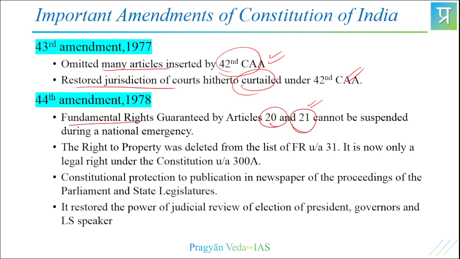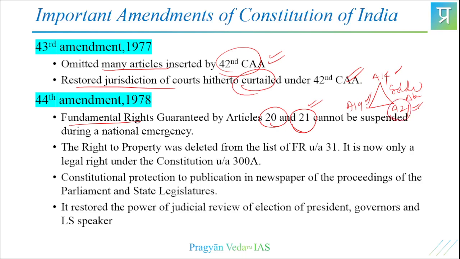Now in the 44th, there were some other amendments that were brought, especially regarding Article 20 and 21, which were suspended during national emergency. Right, we have these 2 very important, especially within articles we have the golden triangle, right? Golden triangle, where we have Article 14, Article 19, and Article 21. Article 14, rule of law. Article 19, right to freedom of speech and expression. Article 21, right to life and personal liberty.